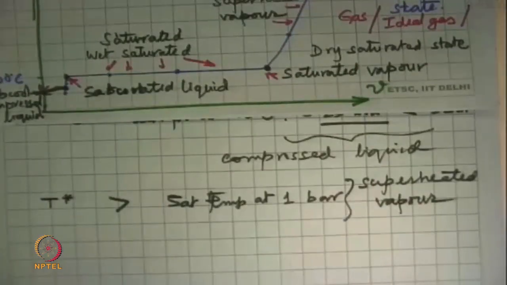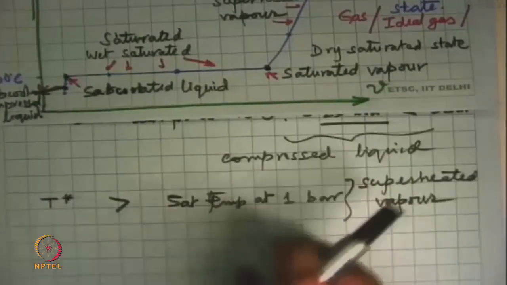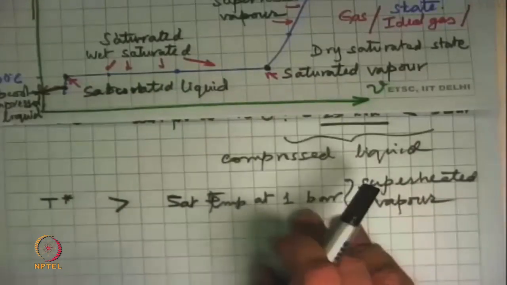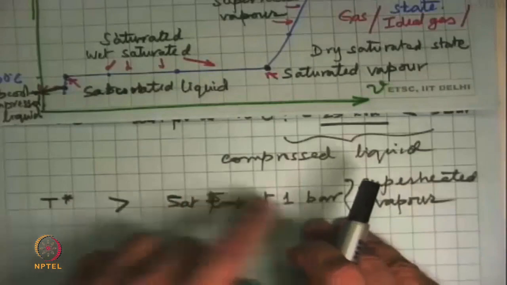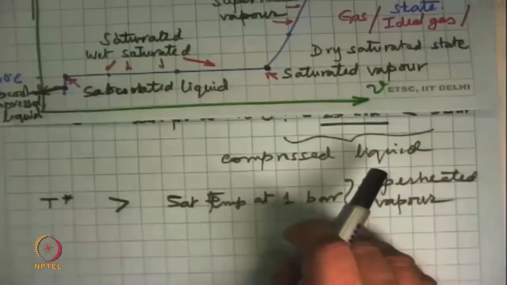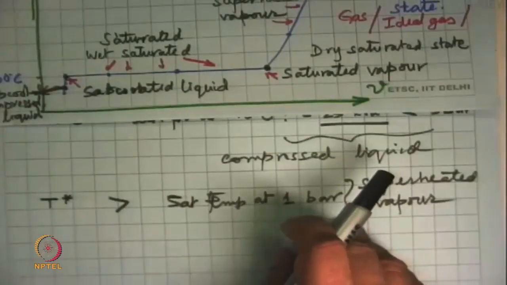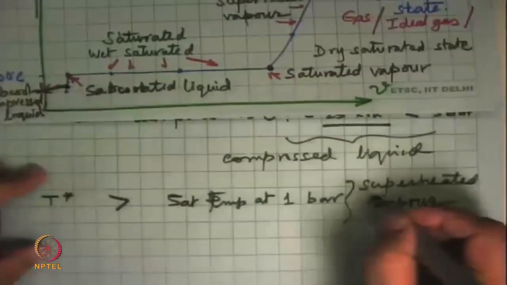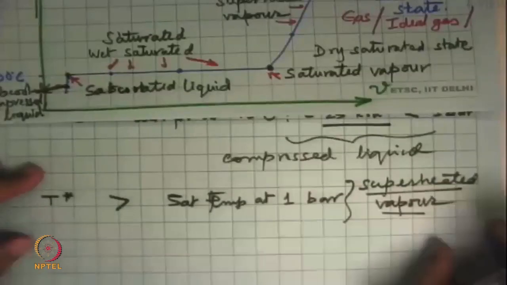So it's a very simple thing, that if someone says I have vapor at 1 bar and 200 degrees Celsius, tell me what is the state, then you would say, look, at 1 bar the saturation temperature is 100 degrees Celsius, the vapor that you have is at 200 degrees Celsius, so it's in the superheated state. Okay? So it's the superheated vapor. This is the way to find that out.